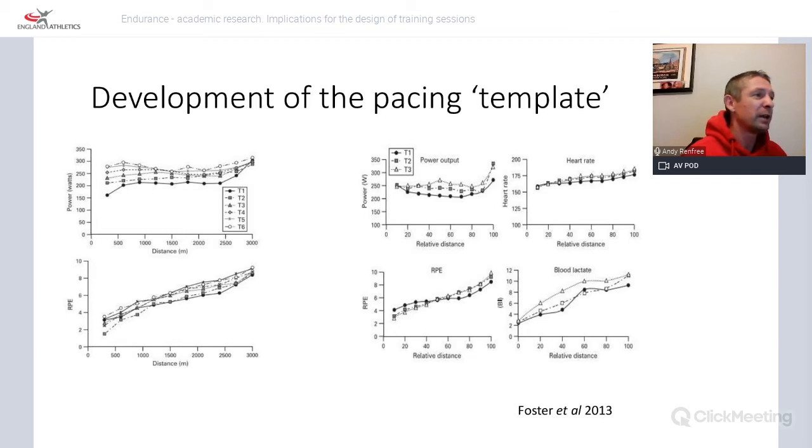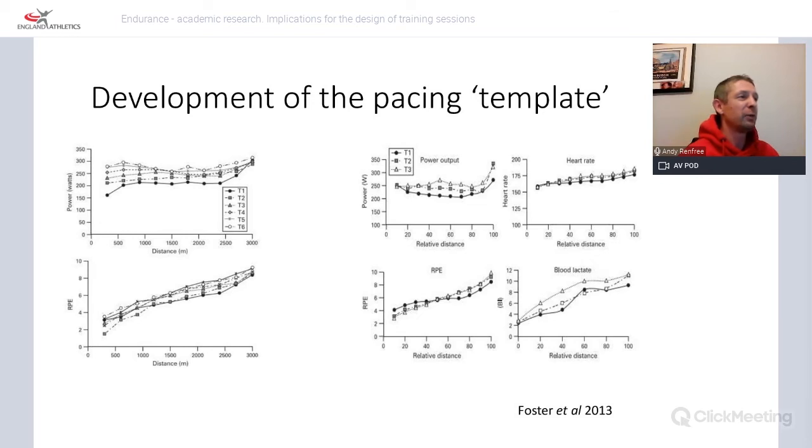So, for example, the black line at the bottom represents trial 1, and the line I'm highlighting with the white dots at the top represents trial 6. And what you can see is performance improved over the 6 trials. Okay, so you get fitter with practice, so you get faster with practice. But also look at how the pacing strategy has changed.